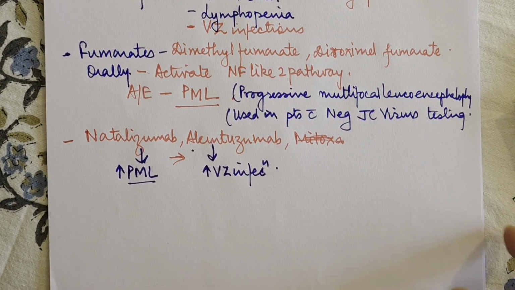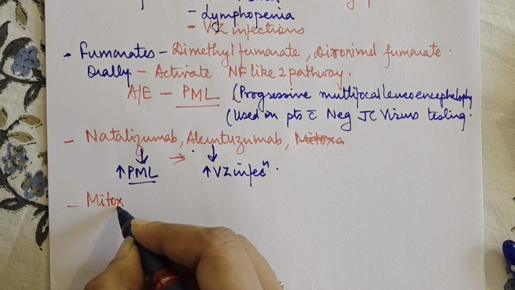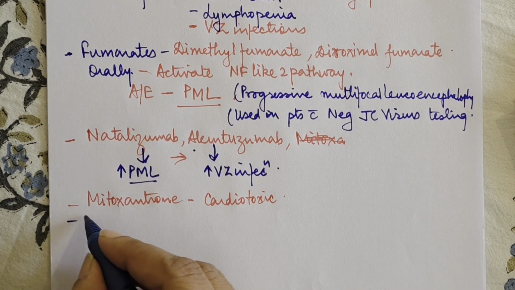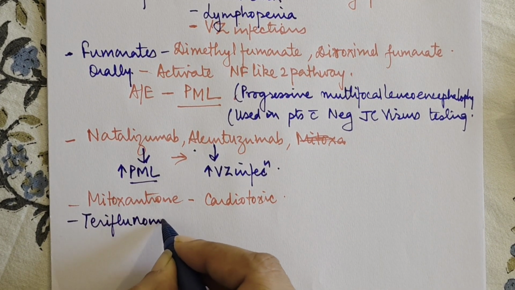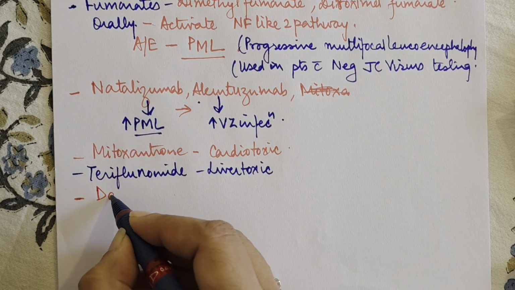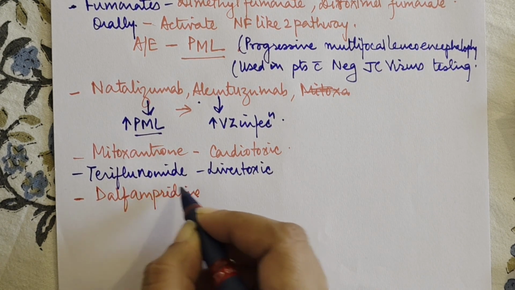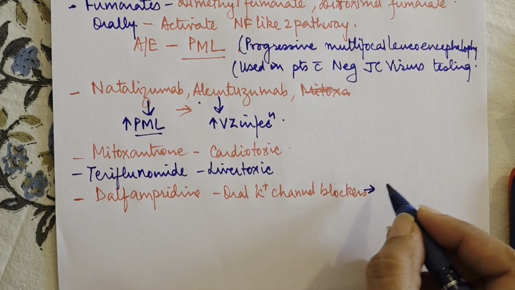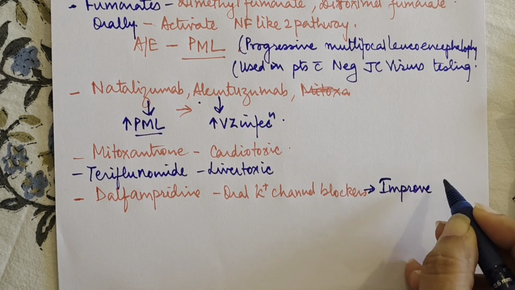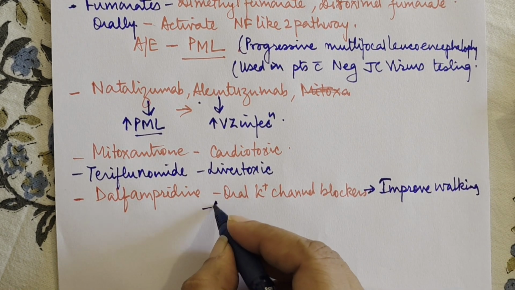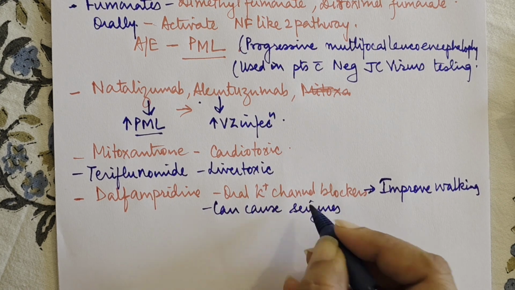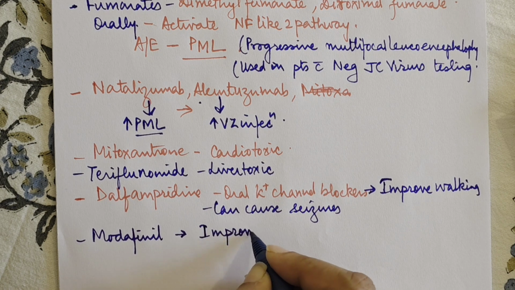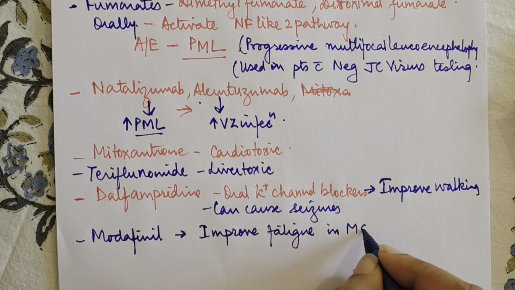Then the other drug that we have is mitoxantrone. This is cardiotoxic also. Then another drug is teriflunomide. Another drug is dalfampridine. This is basically an oral potassium channel blocker, and it is given in patients to improve walking. It can cause seizures. Then we have modafinil, which we have also seen with ADHD. Modafinil is used to improve fatigue in patients with multiple sclerosis, right?